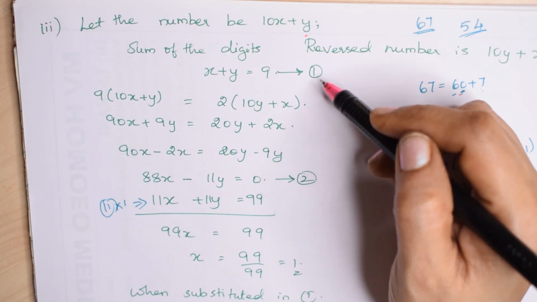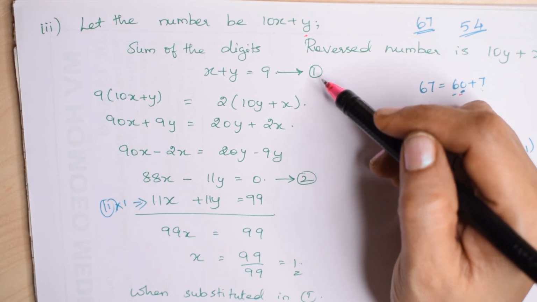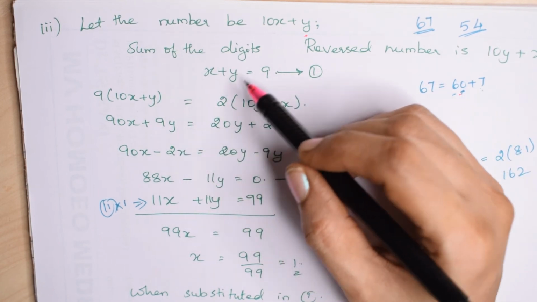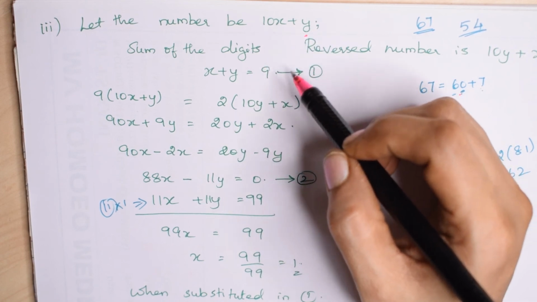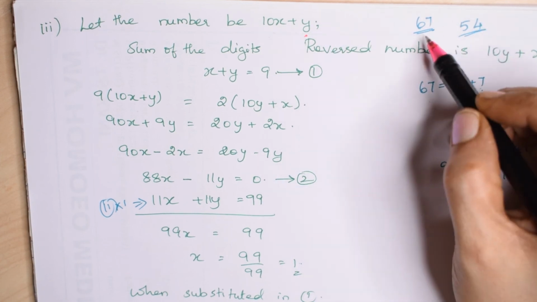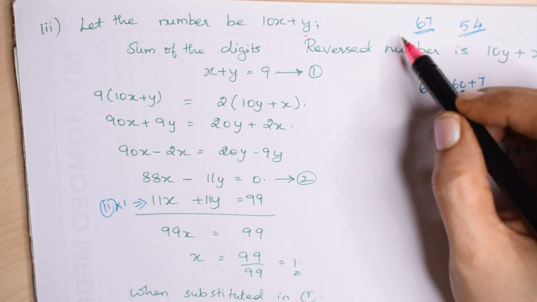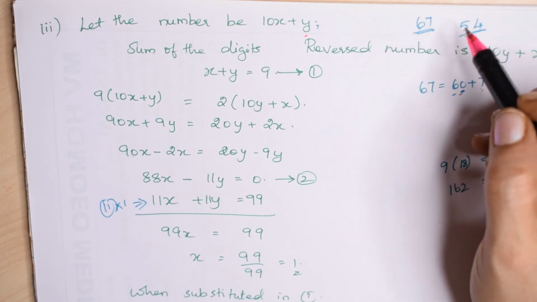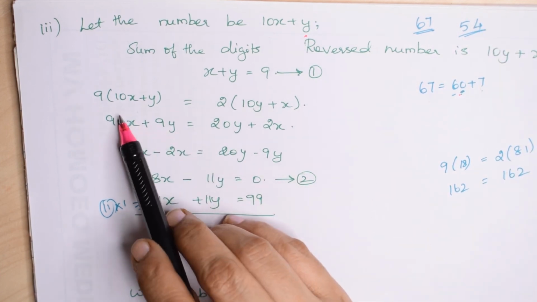Then also, 9 times this number is twice the number obtained by reversing the order of the digits. If I multiply the original number by 9, that is equal to 2 times the reversed number. Suppose I am going to consider 67. The reverse number is 76, right? So 9 times this number 67 is equal to 2 times 76. That is the given equation, right? So I am going to write it like that.